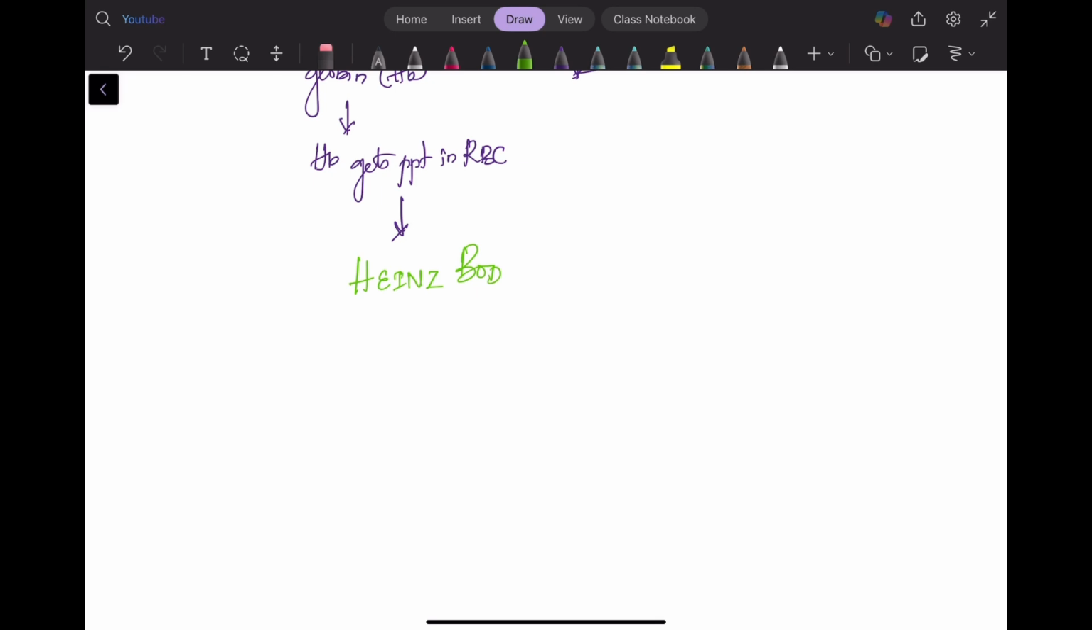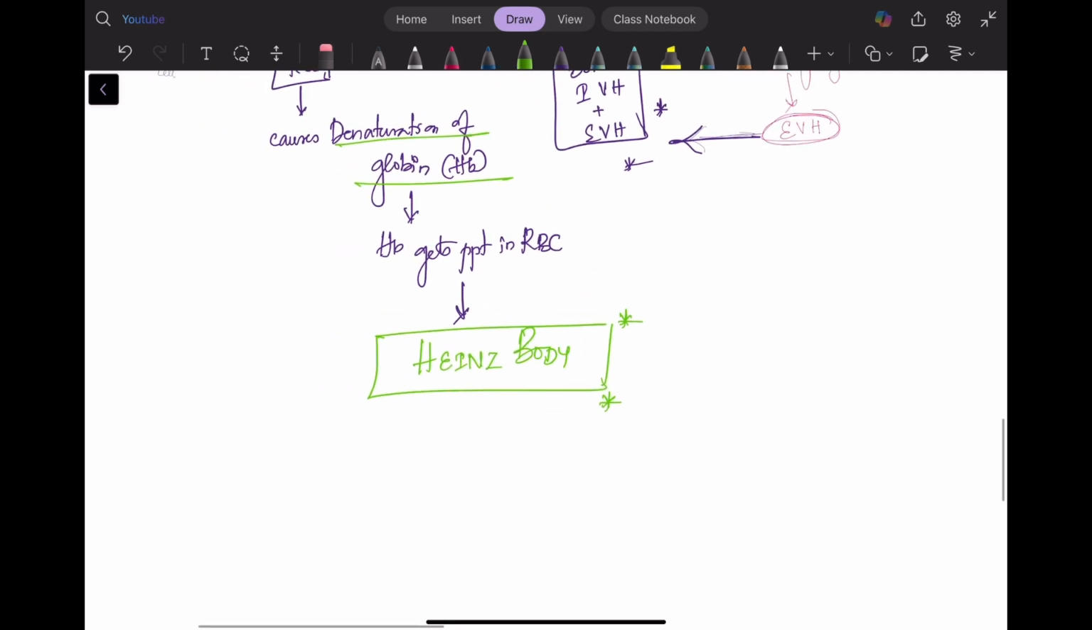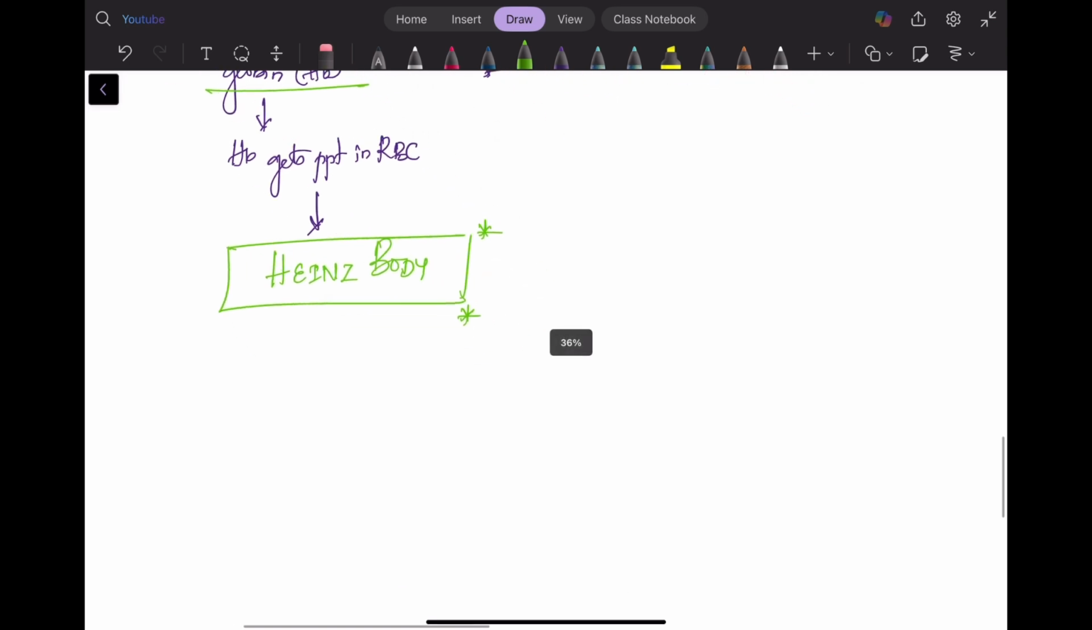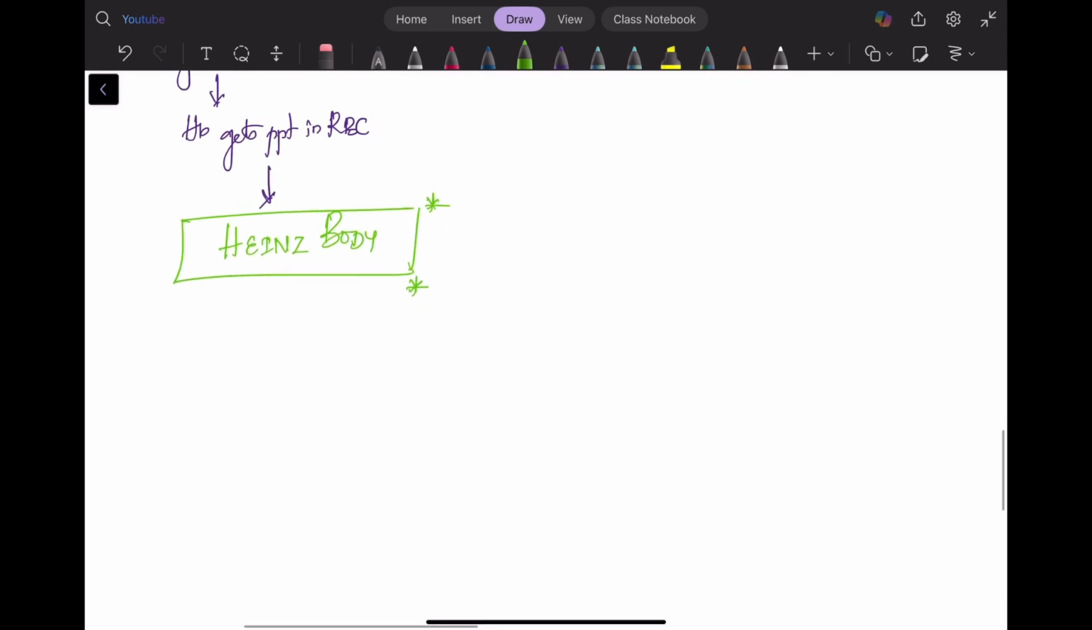Heinz bodies, very important. Where do you see Heinz bodies? In G6PD deficiency, due to denaturation of globin. Okay, hope this is clear. So how are you going to find these Heinz bodies?